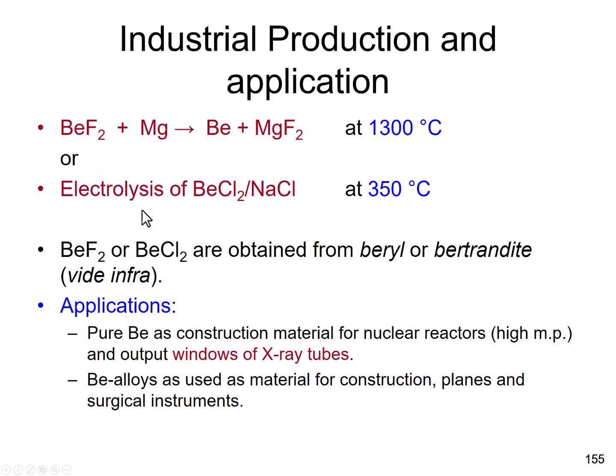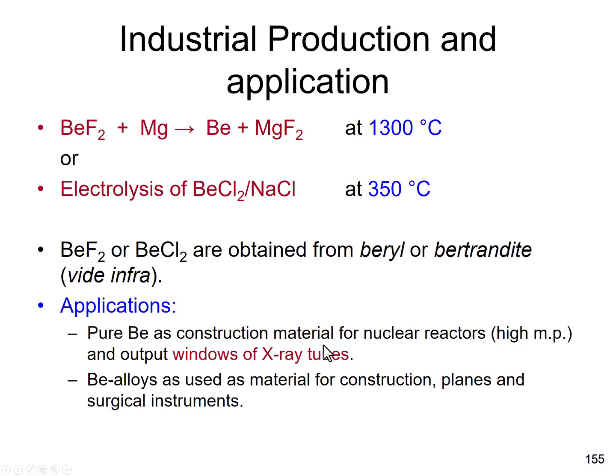Alternatively, you can conduct an electrolysis of beryllium chloride, and the addition of sodium chloride ensures a reduction of the melting point to about 350 degrees Celsius. Again, you are making use of a eutectic mixture. Now, beryllium fluoride or beryllium chloride in turn are obtained from beryl or bertrandite, which are the minerals we have seen previously.